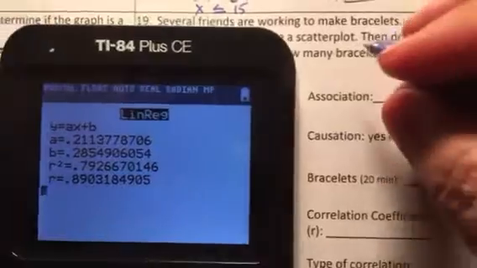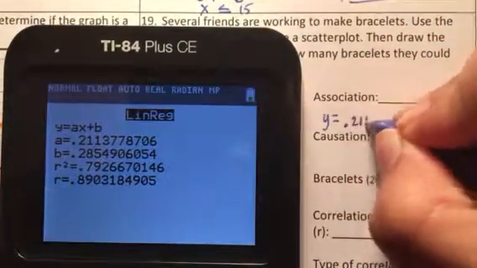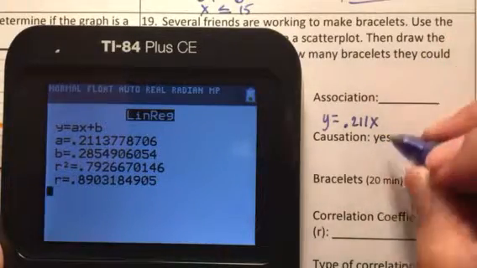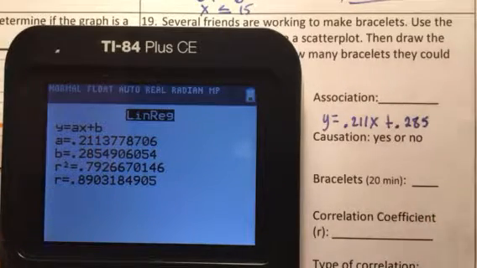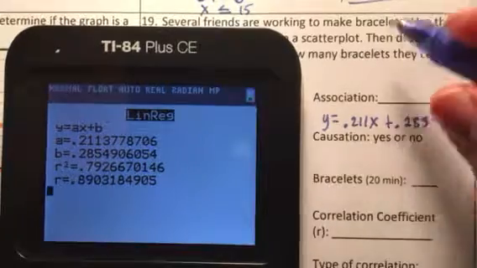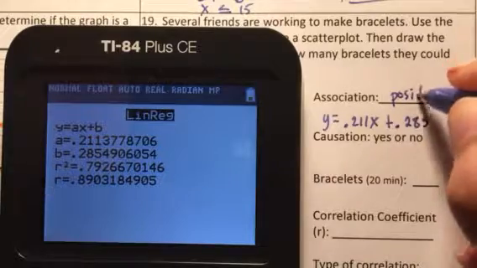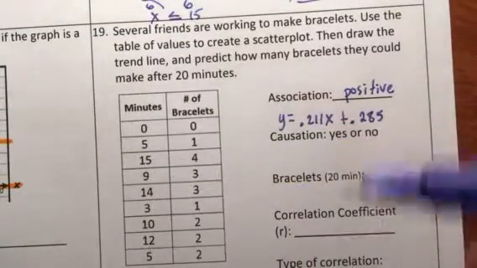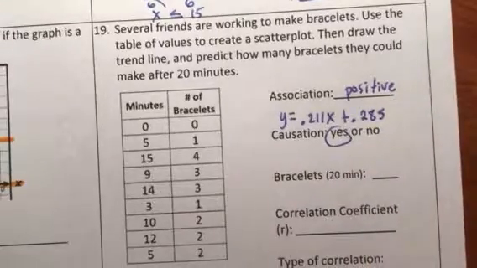Okay, so here are my numbers. So I need this equation. I need y equals 0.211x, rounded to the third decimal point, plus 0.285. Now, it's asking, is there an association? Because this number is a positive number, we're going to say that it's a positive association. Now, is there a correlation? Well, the more minutes that pass by, the more bracelets you would think would be created. So, there is a correlation.